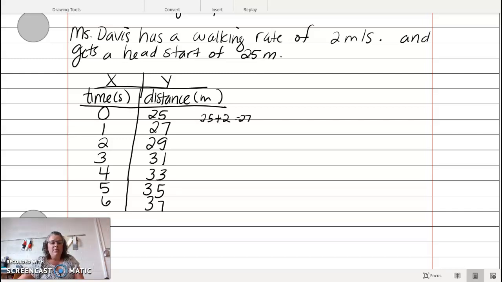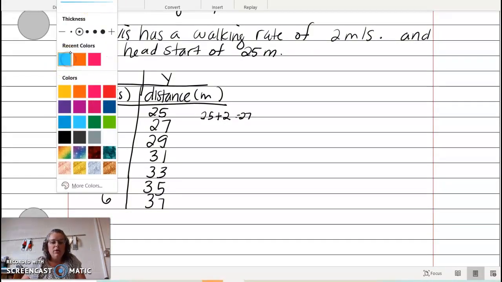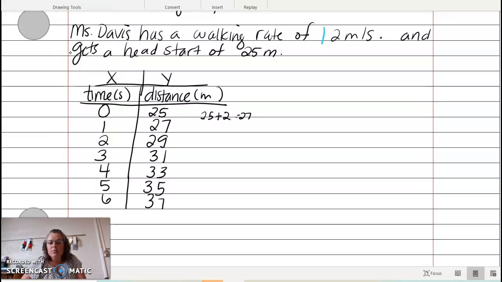Well, it comes from, and I'm going to change my color here. Let's see. Make it blue here. It comes from here, this 2 meters every single second. Every single second, she's getting 2 meters more. And we can see that here showing up in our table. So take your color and let's add this plus 2. 27 plus 2 more gives me 29. 29 plus 2 more gives me 31. Plus 2 more gives me 33. Plus 2 more gives me 35. Plus 2 more gives me 37.